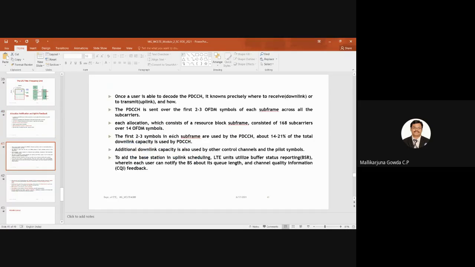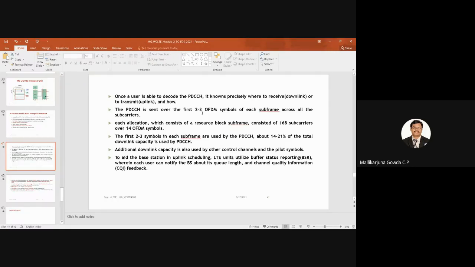I said the PDCCH will be sent over the first 2 to 3 OFDM symbols of each subframe across all the subcarriers. So hope you are understanding this point. One subframe will have 14 OFDM symbols. Out of 14 OFDM symbols, 2 to 3 OFDM symbols will be carrying information about downlink resource block, uplink resource block, QAM constellation size, and type and rate of the code. Okay.